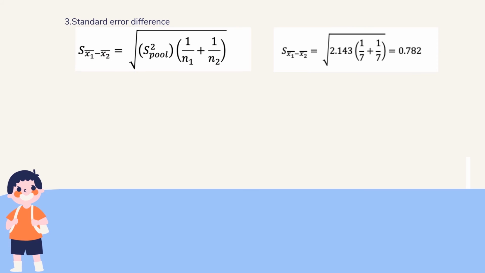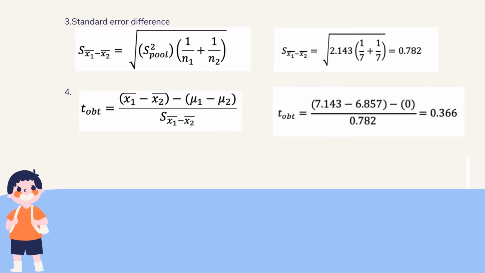For the standard error difference, you may use this formula. Square root the S-pool variance multiplied by 1 over N1 plus 1 over N2. After computing for the population variance, pool variance, and standard error difference, we can now find the t-stat. To get the t obtained or t-stat, you may use this formula. The difference of mean 1 and mean 2 subtracted by the difference of population mean 1 and population mean 2, over the computed standard error difference.